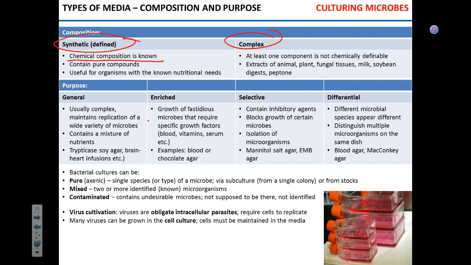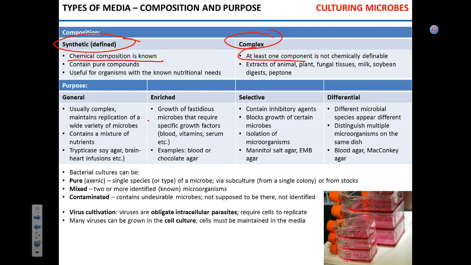So say I use sodium chloride, glucose, 21 amino acids to make a medium. I put each component on the scale. I know exactly how much of each component goes into the solution. I know the exact chemical composition. Am I clear?